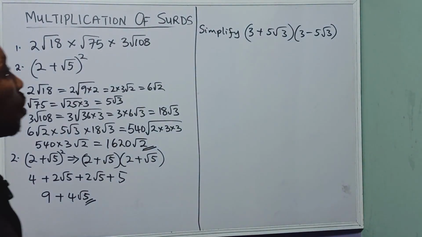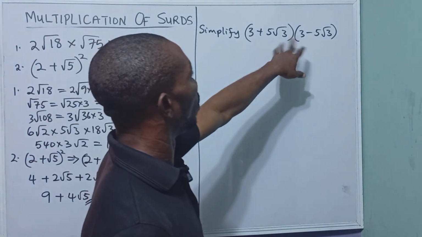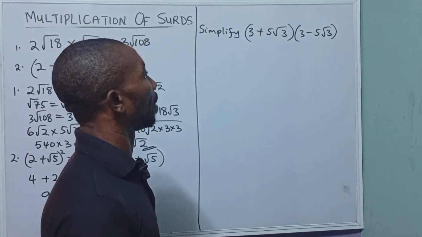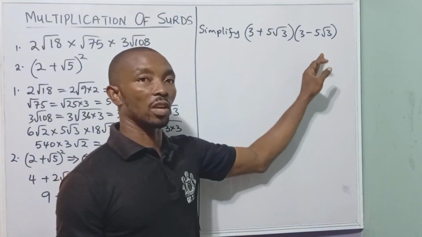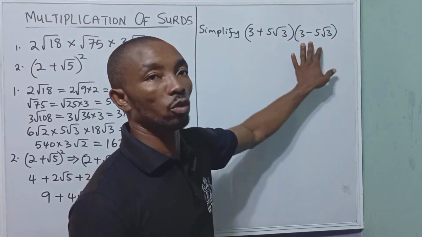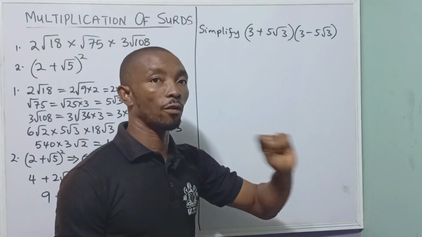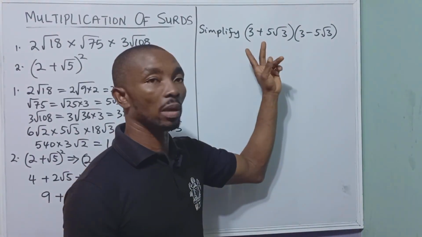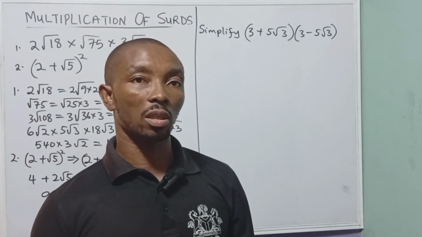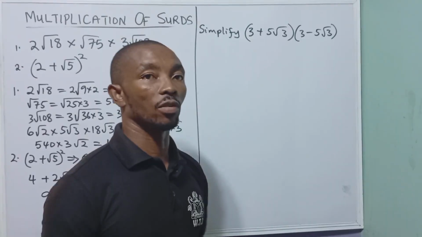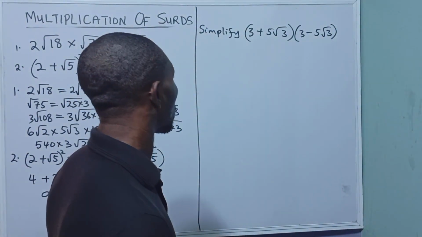Now our next question says simplify 3 plus 5 root 3, all in one bracket, times 3 minus 5 root 3. Now we can see that the only difference here is their sign, and this is what we refer to as conjugate surds. When the figures are the same and the only difference in two binomial surds is their sign, then they are referred to as conjugate surds. And the best way to solve them is like a difference of two squares.